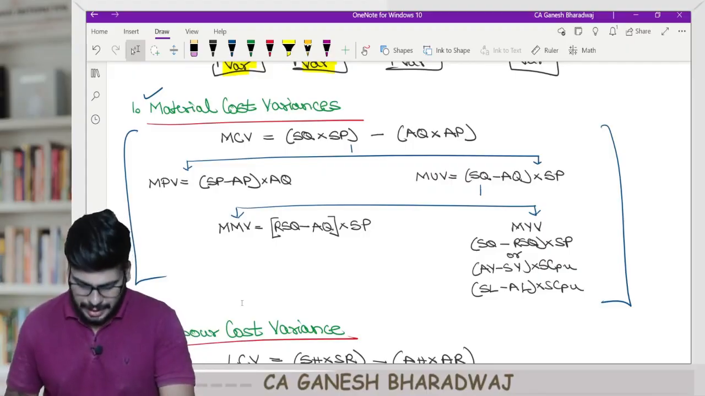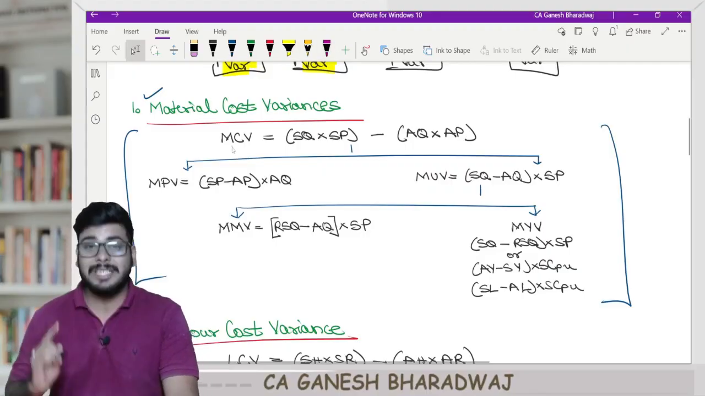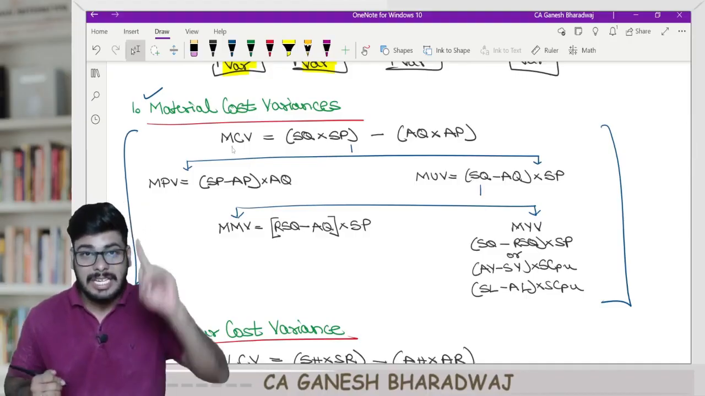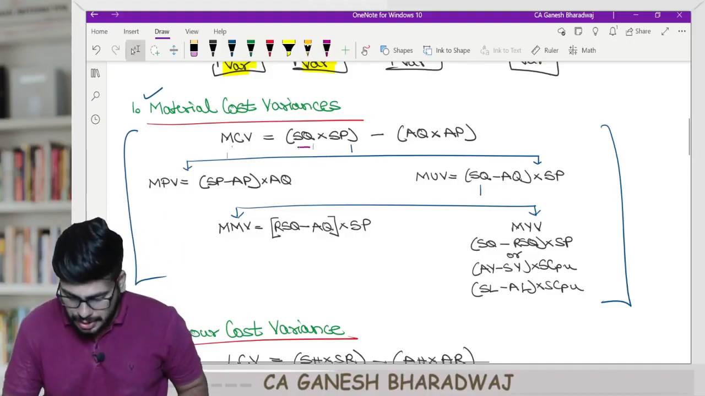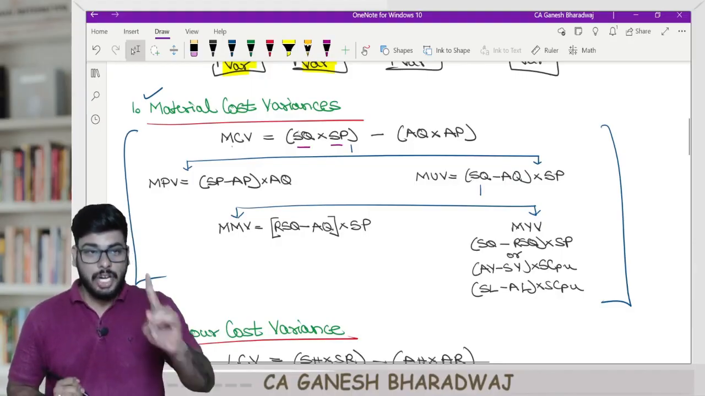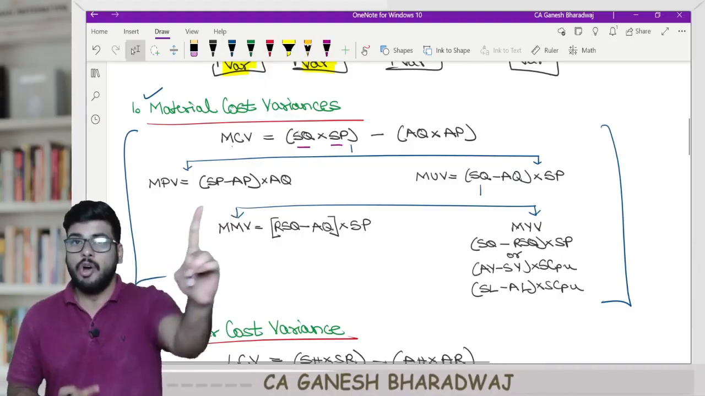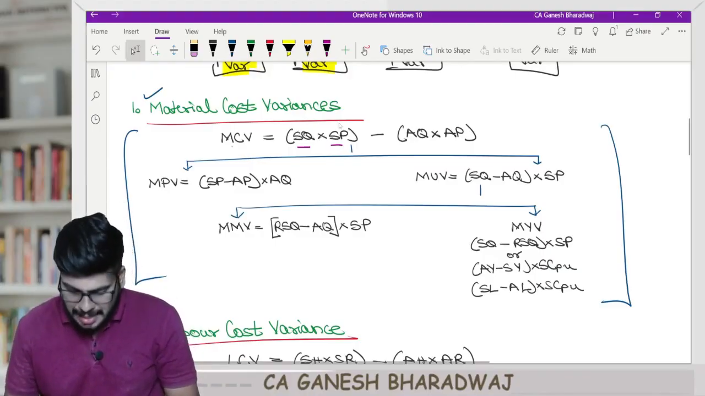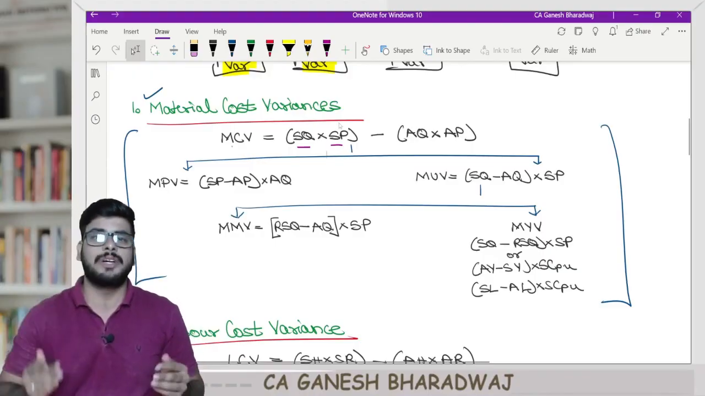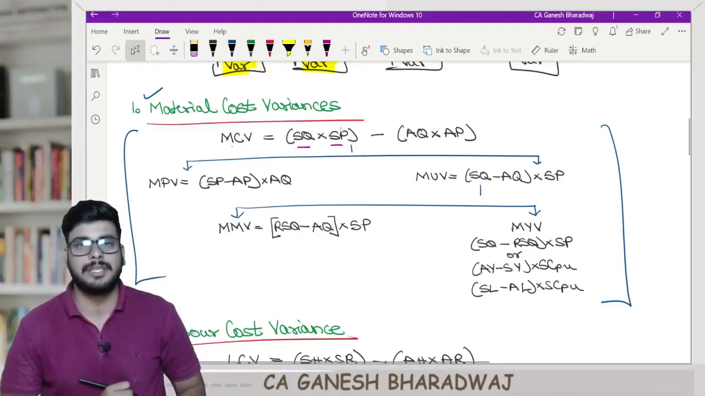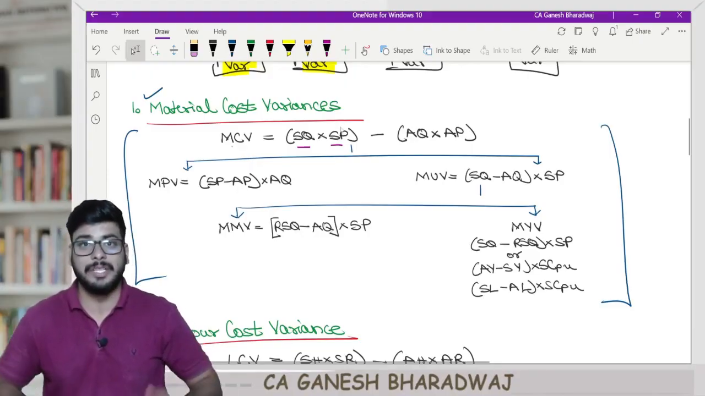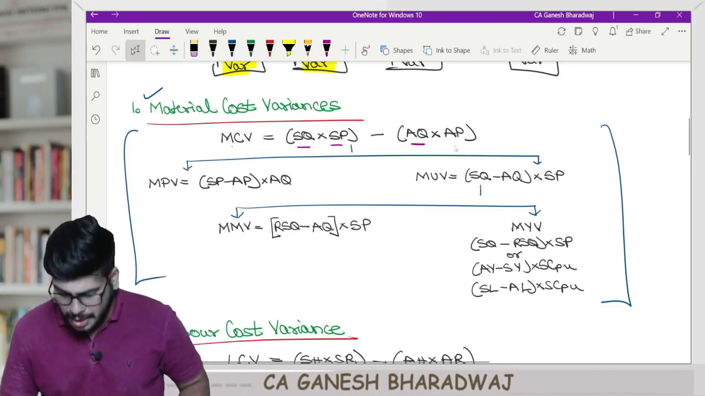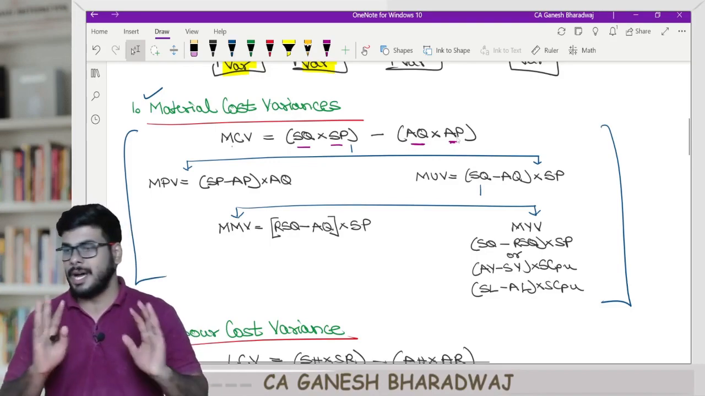Now, guys, in this case, material cost variance, what is the standard material cost? Which means what is the material cost you should have incurred? Standard quantity into standard price. What do you mean by standard quantity? To produce the actual production, how many kgs of raw material I should have consumed? Multiplied by, per kg of raw material, what is the price I should have paid? This has to be compared with the actual kgs of raw material I have consumed and the actual price that I have paid. Are you clear with this?